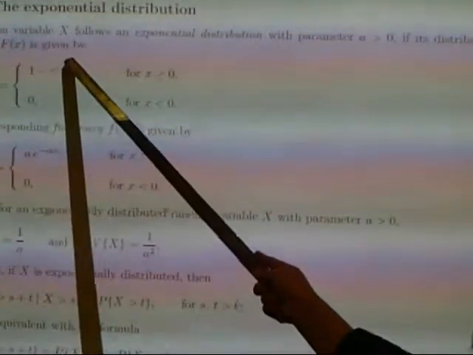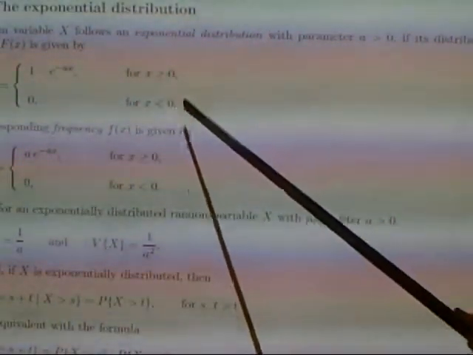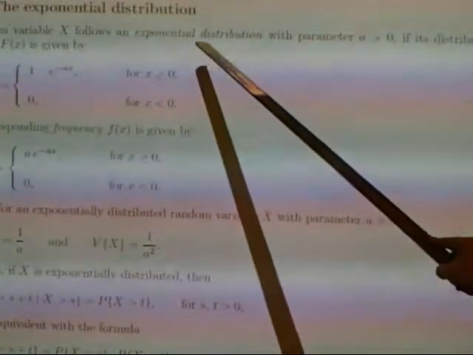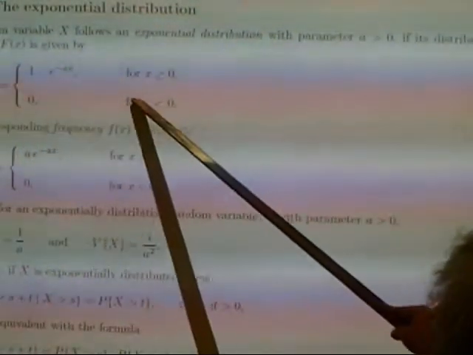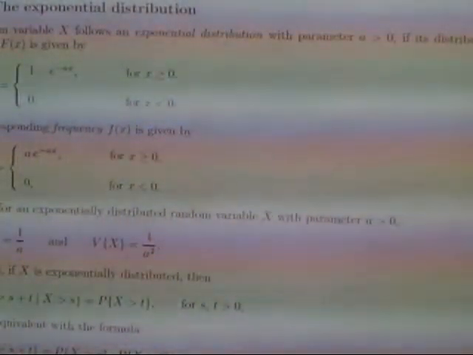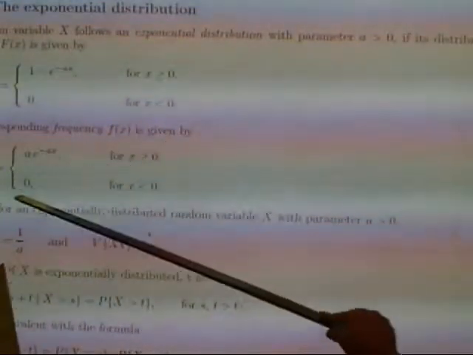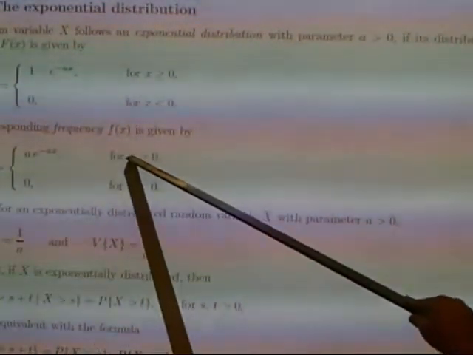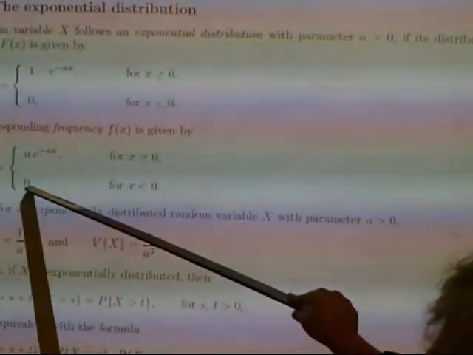F is equal to 1 minus e to the power of minus ah, when h is greater than or equal to 0, and when h is less than 0, this value is equal to 0. This is for the random variable h that follows the exponential distribution. So this equation we utilize for the exponential distribution. And also the frequency of distribution f is equal to a e to the power of minus ah for h greater than or equal to 0, and when h is less than 0, this is equal to 0.